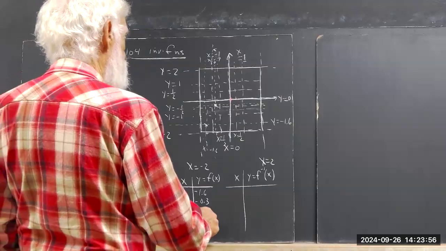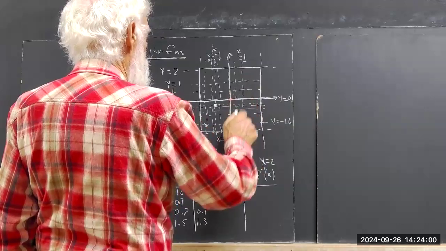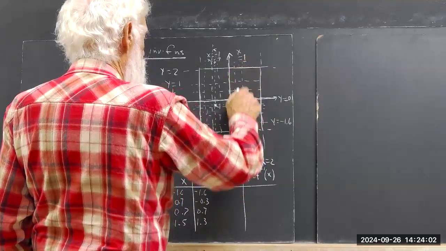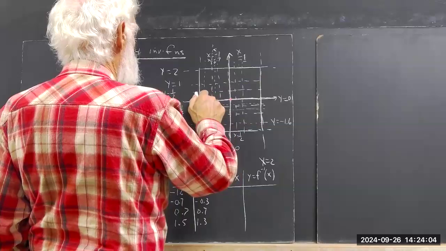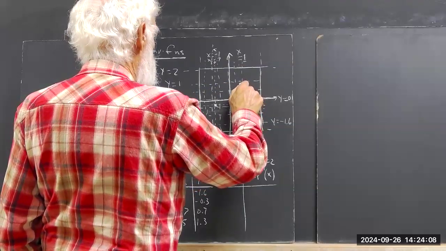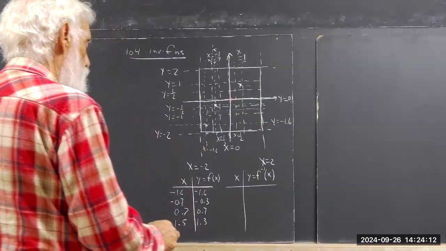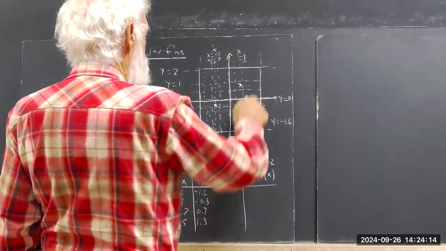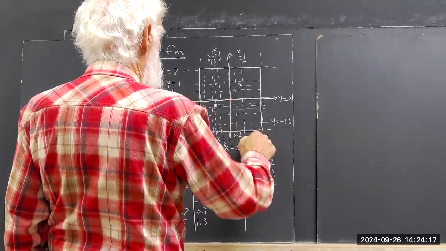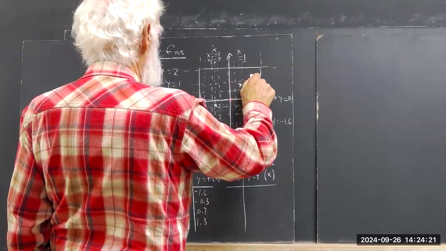Then 0.7, so I'm just going to mark that. X is 0.7 on a line that goes about here. Y is 0.7 on a line that goes about here. So that puts you at a point about here. Then 1.5, 1.3: x is 1.5, that would be about here, and 1.3 would be about here, so it's going to be something like this.